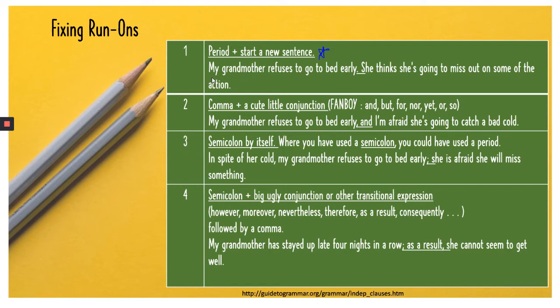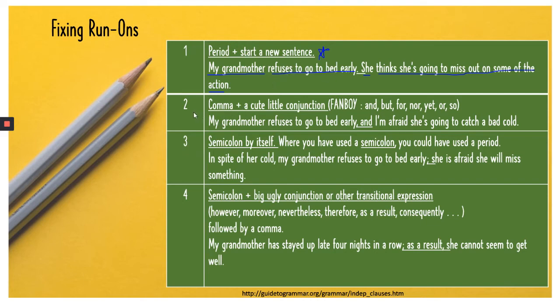We have 2 complete sentences. In my first sentence, my subject is my grandmother. What does she do? She refuses to go to bed early. So we have a complete idea. In the second sentence, we have she, and what does she do? She thinks she's going to miss out on some of the action. So we have 2 complete sentences here, and what we've done is we've added a period and a new capital letter to separate them. This is the easiest way to fix a run-on sentence, but it's not the only way.